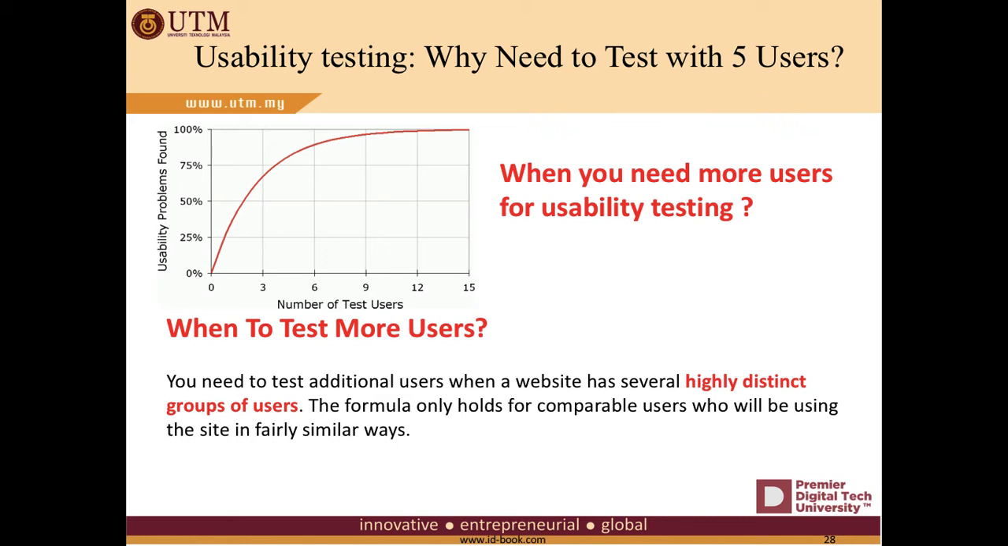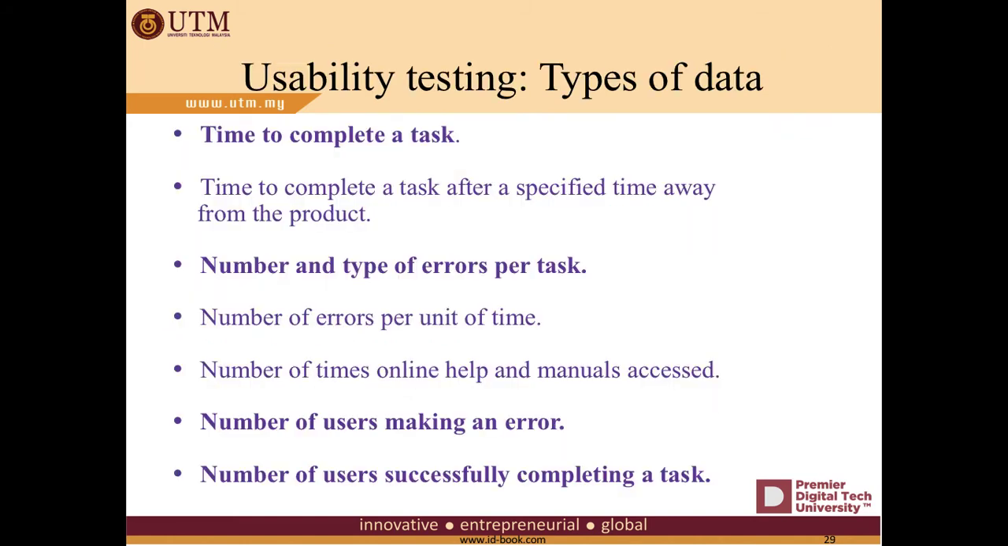That's the reason why you need more users, because normally, if you take around 15 users, you might get a lot of input from them. It means that every group may go for 15. That's the best actually. All right, usability testing types of data.